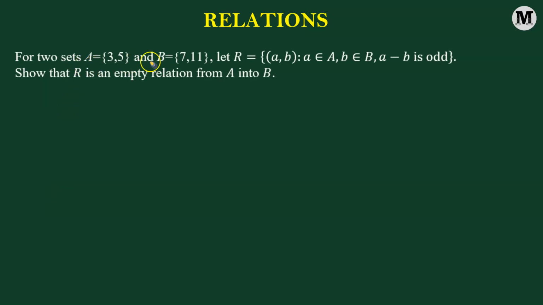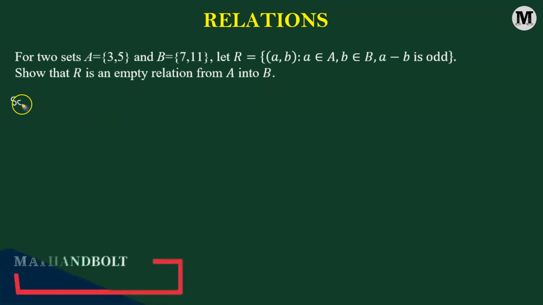For two sets A and B, we have a relation R, which is the set of ordered pairs (a, b) such that a belongs to A, b belongs to B, and a minus b is odd. Show that R is an empty relation from A into B. Okay, let's try to understand the problem.